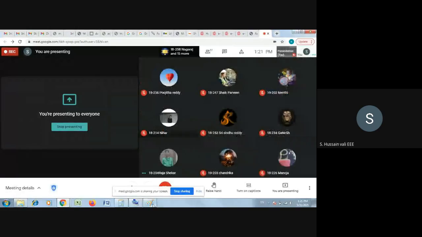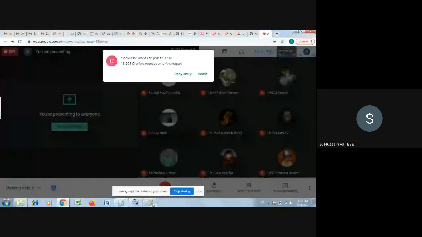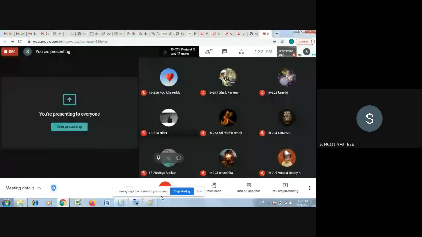Assuming continuous conduction, calculate, first question, the duty ratio of the chopper at rated torque with speed of 500 rpm for its motoring operation. Second question is the duty ratio of the chopper at rated torque with speed of 500 rpm for its braking operation. We will always solve the problem from the question itself. He is asking the duty ratio of the chopper for two cases: one is motoring operation, the other is braking operation. One by one we'll solve.